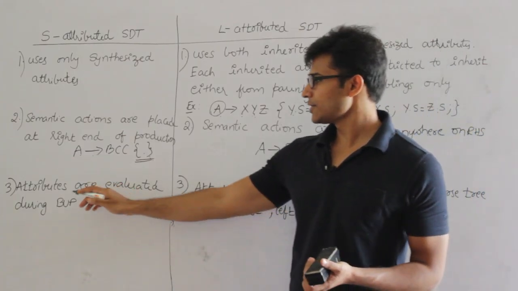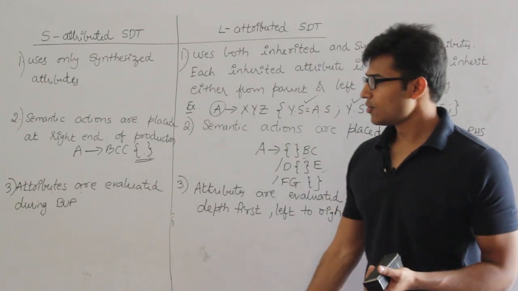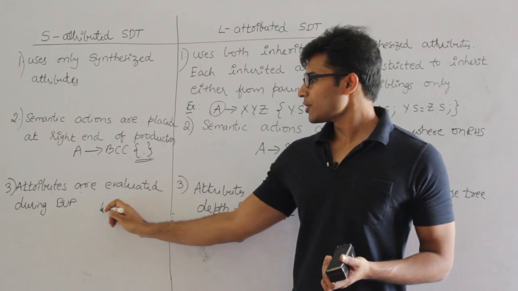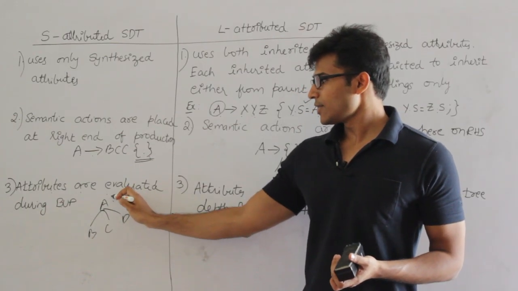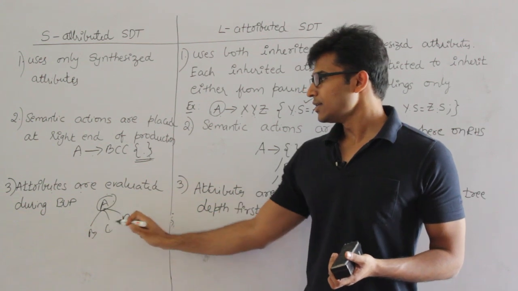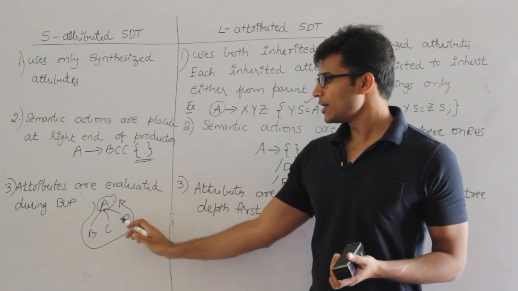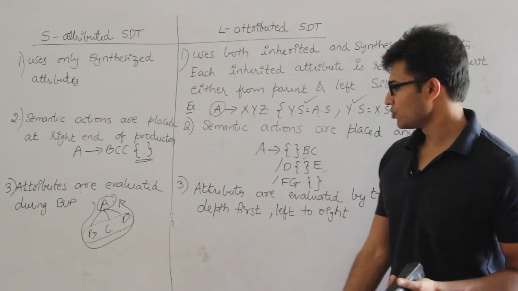And next one is, attributes are evaluated during bottom up parsing. Since it is all synthesized attributes, when we come from the bottom, let us say like this, since A's values depend on B, C, D, by doing this bottom up parsing, by the time I reach A, I will have scanned all the children. That is why it is easier to evaluate during bottom up.